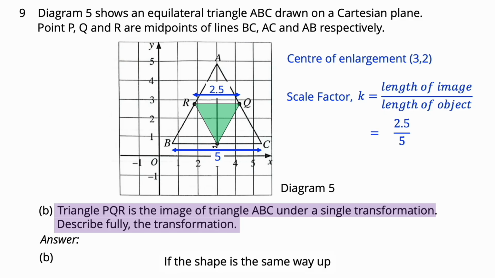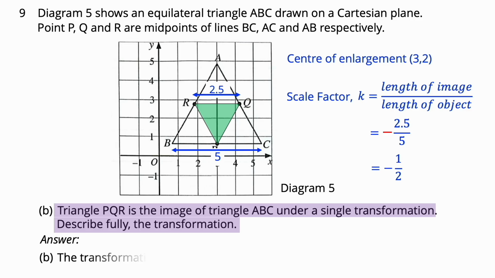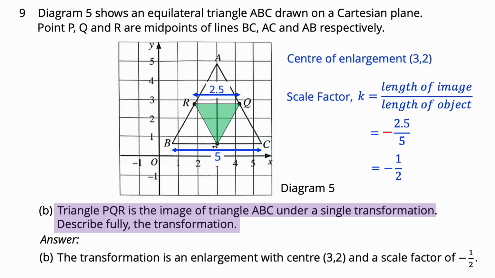If the shape is the same way up, the scale factor is positive. If the shape is flipped, the scale factor is negative. Triangle PQR is flipped. Then, a minus sign is added to the scale factor. Equal minus 1/2. Thus, the single transformation that maps triangle ABC onto triangle PQR is an enlargement with the center at 3, 2 and a scale factor of minus 1/2.